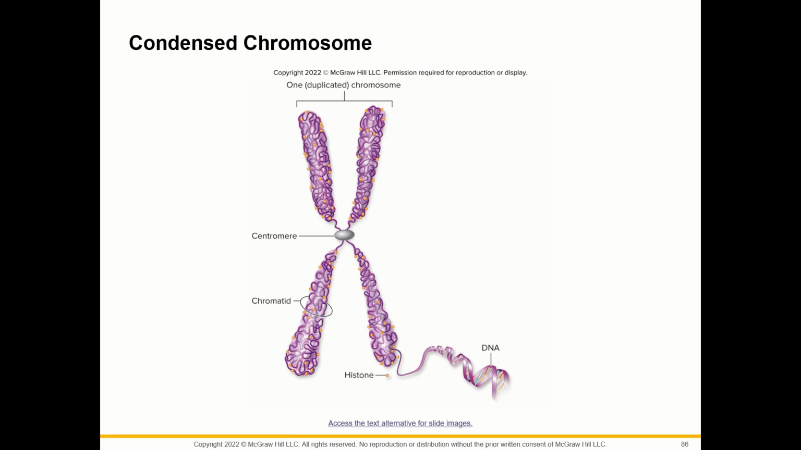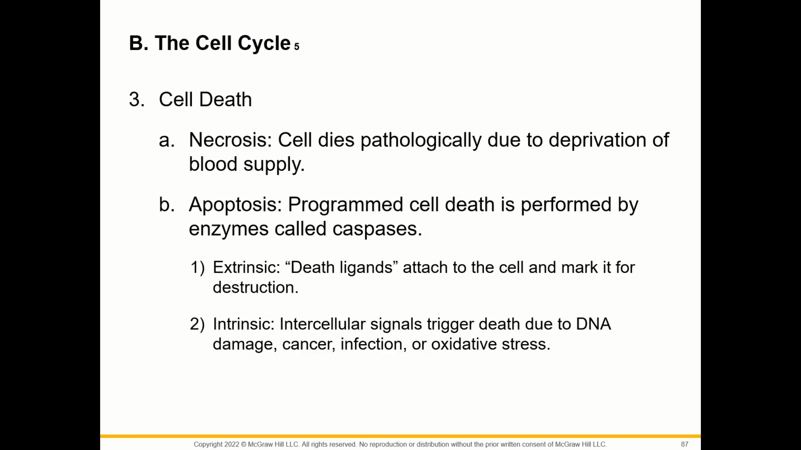Figure 3.26 shows the structure of a chromosome after DNA replication. At this stage, a chromosome consists of two identical strands called chromatids, sister chromatids. Prior to this stage, when the DNA is in a more extended and less visible form, each chromosome consists of only one copy of the double-stranded DNA. So that's not this. This is when it's already been duplicated.